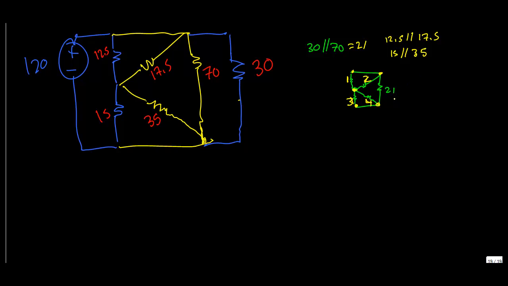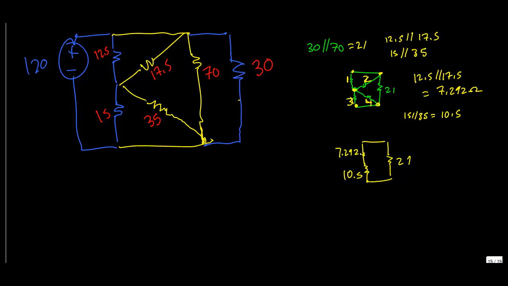If we do 12.5 in parallel with 17.5, that comes out to 7.292. And 15 in parallel with 35 is going to give us 10.5. So now redrawing the circuit, we have a 21 ohm resistor, we have another resistor here, and another resistor here, and those should go together. Basically the first one is 7.292, and this one should be 10.5. And then after that we just have some sort of voltage source, 120 volts.